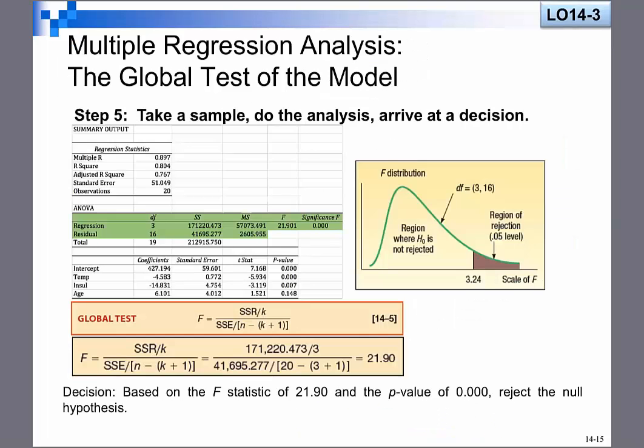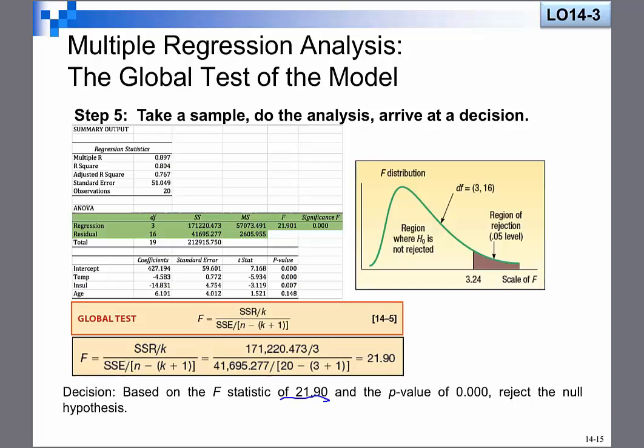Step 5, take a sample, do the analysis, arrive at a decision. If we go back to our summary output, we can see some of the things that will be helping us. Let's look right here. Based on the F statistic of 21.90, reject the null hypothesis.